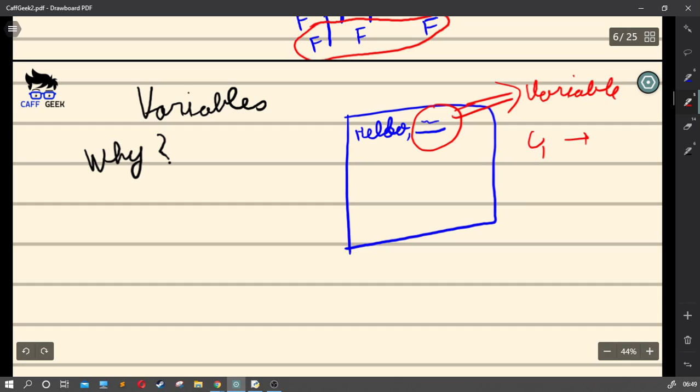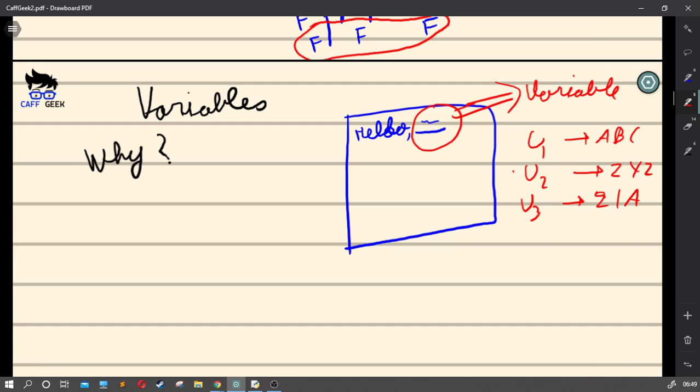If user 1 opens it, they will get ABC. User 2 will open it, they will get, for example, XYZ. User 3 will open it, they will get, let's go with anything, maybe B21A. That's a funny name, but yeah, you can have it. So that will change with the person who is using it. So that's why we use variables. Variables are used when there's something in the code which varies according to the situation of the code.